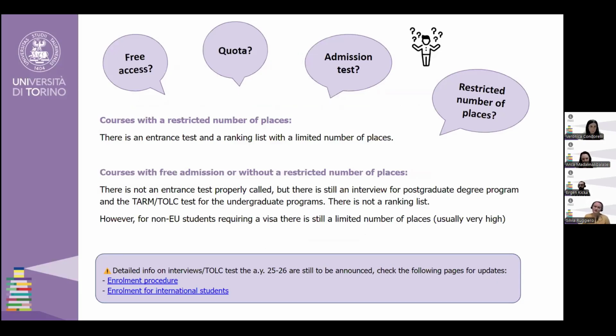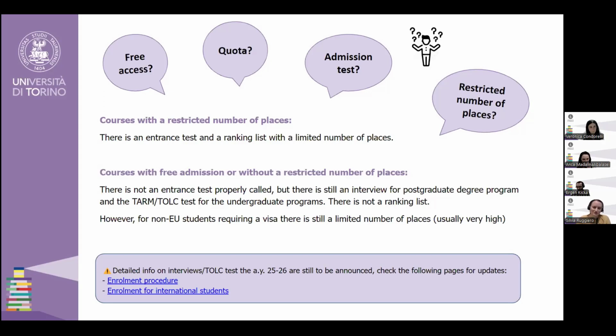Okay, by searching on the different websites, you will encounter this terminology: free access courses, or courses with or without a restricted number of places. I just wanted to clarify a little bit what that means. So we have courses or programs with a restricted number of places. This means that only a limited number of students can be admitted, and who gets in and who stays out is based on a ranking list created on the score that you obtain on the entrance test.